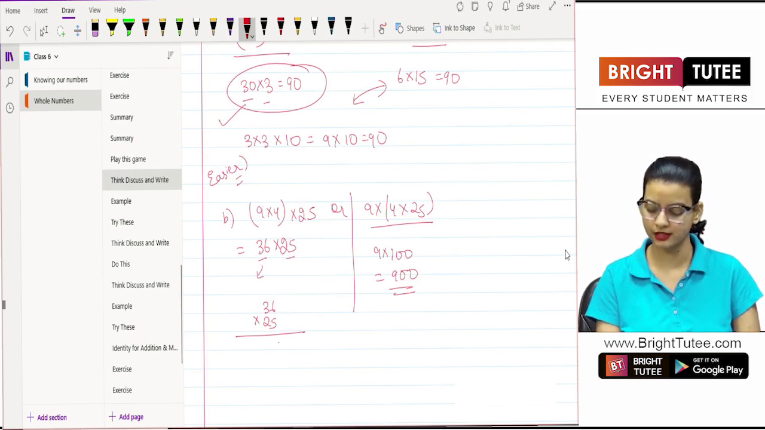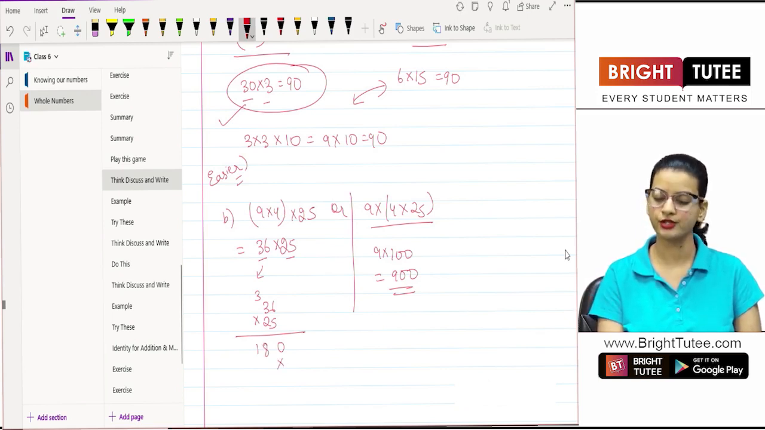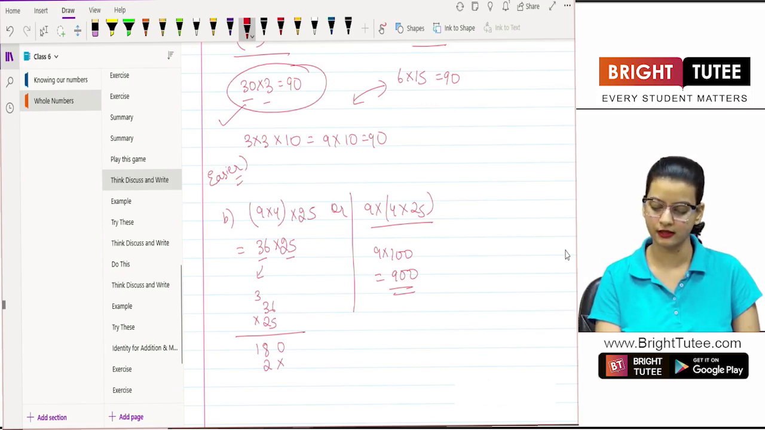5 into 6 is 30, so 0, carry over 3. 5 into 3 is 15 and 15 plus 3 is 18. Now, 2 into 6 is 12, so 2, carry over 1 and 2 into 3 is 6, okay, and 6 plus 1 is 7, right?